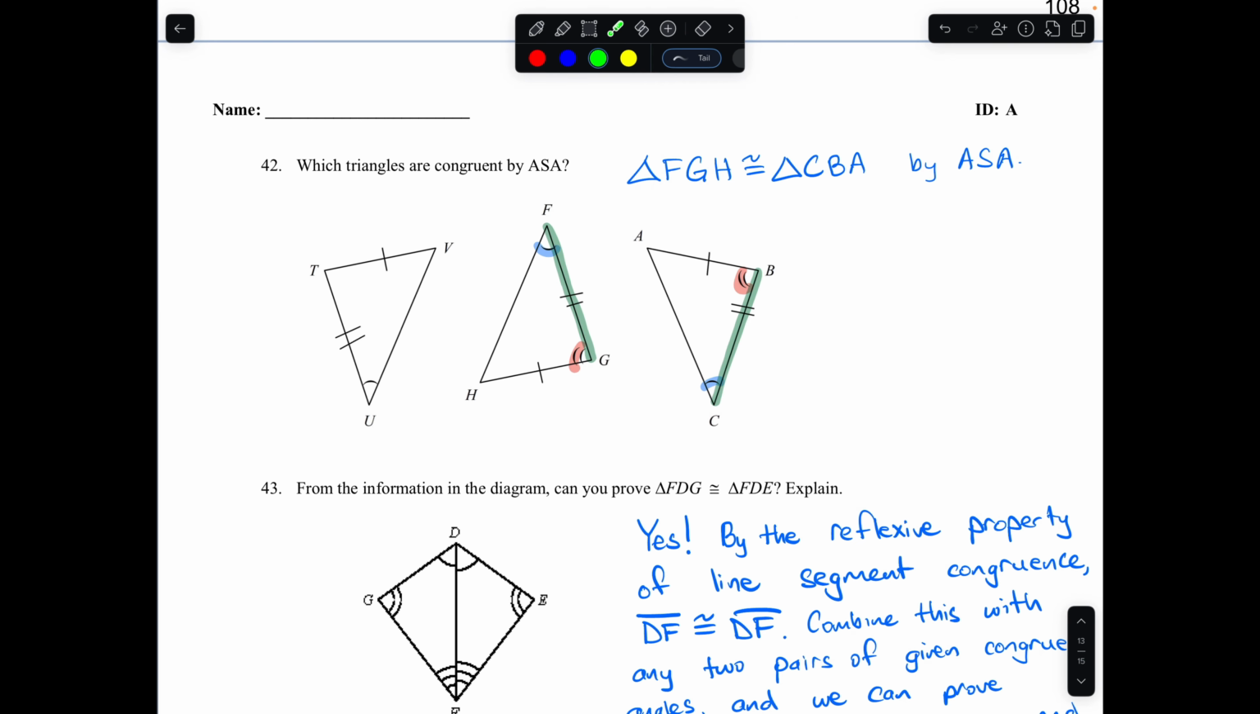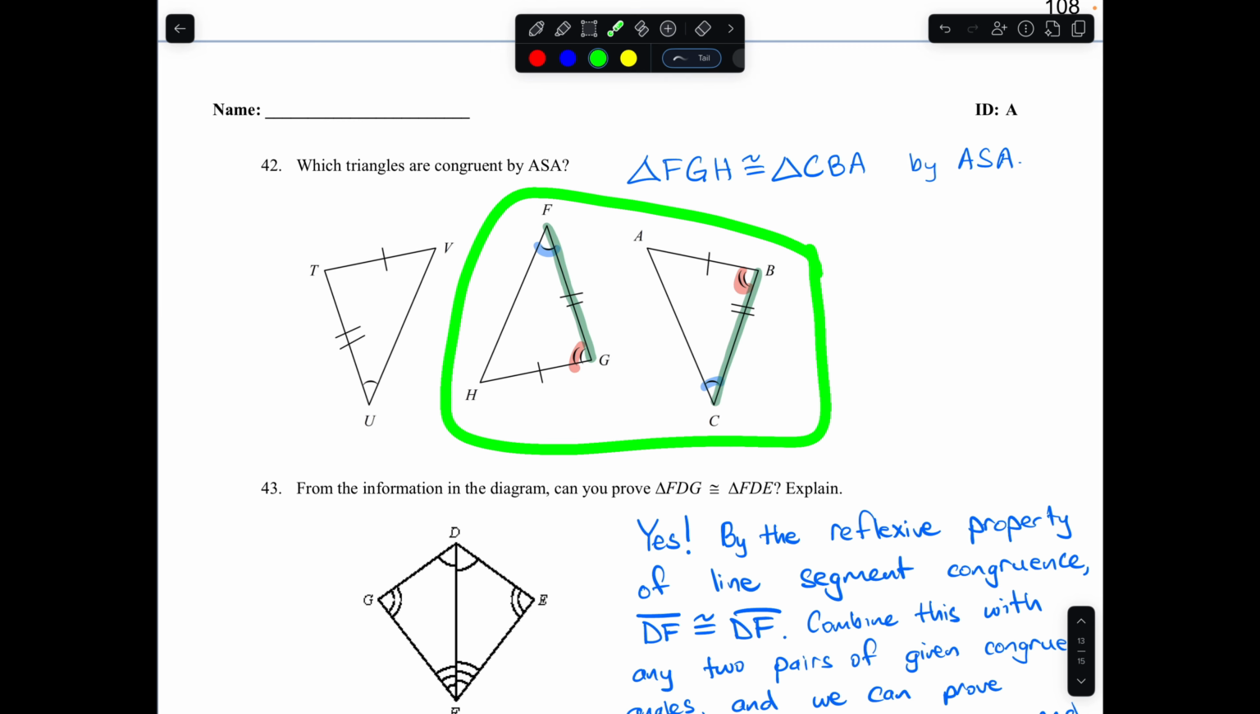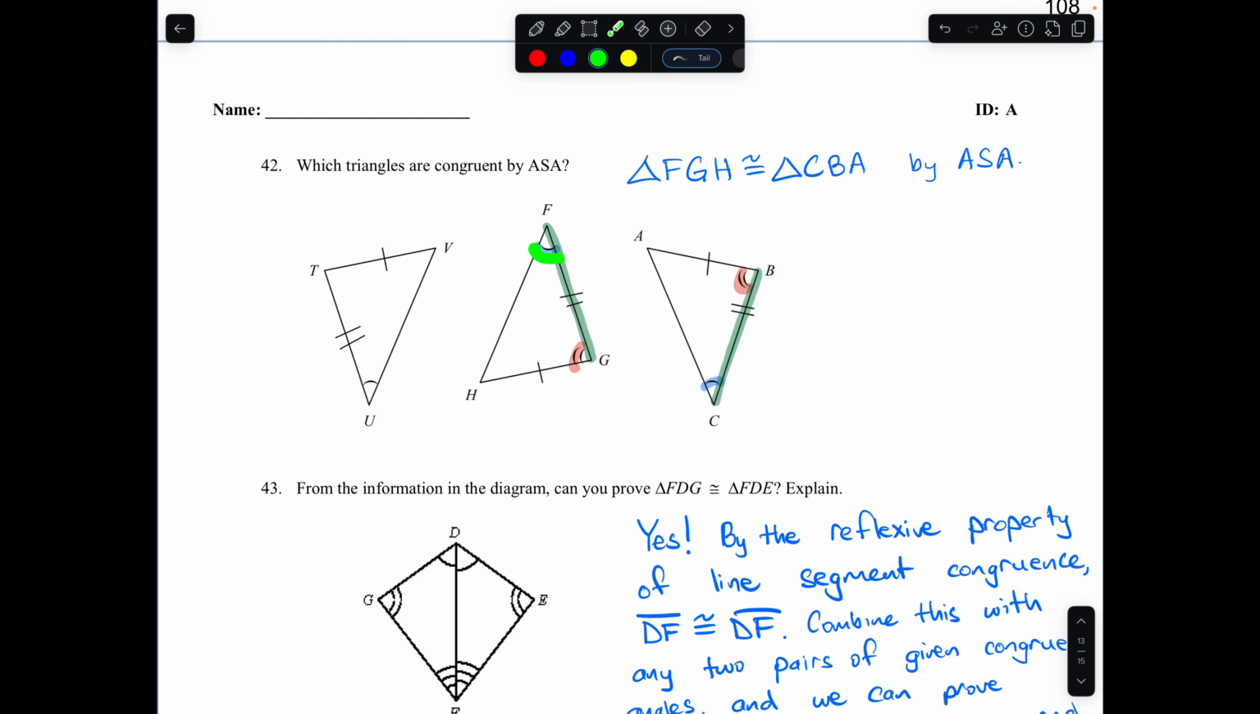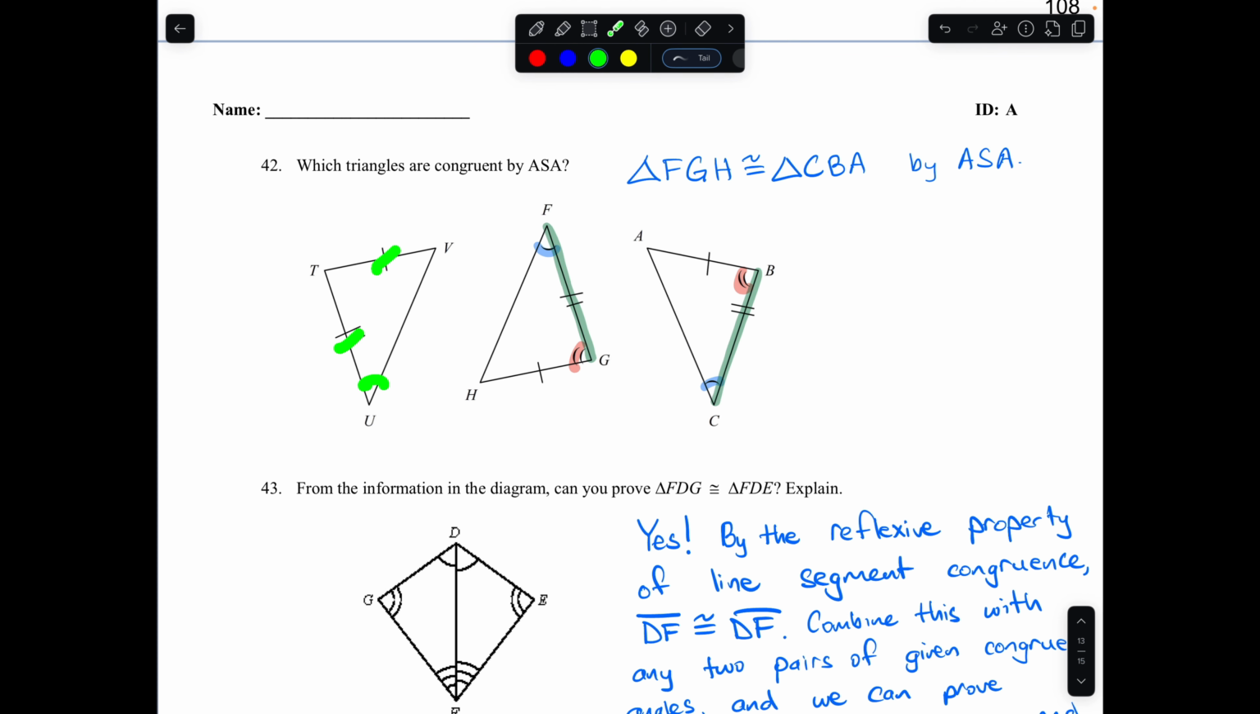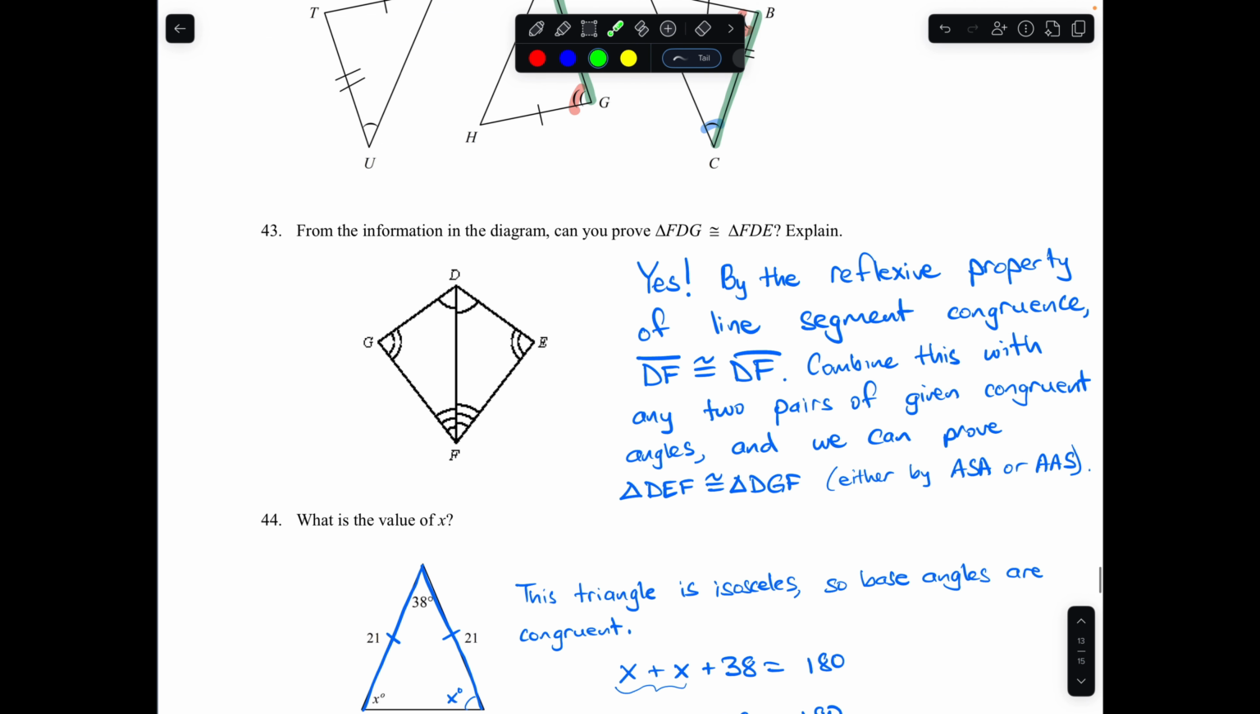Number 42, which triangles are congruent by angle, side, angle? It would be these two, because we have angle, side, angle. This one has angle, side, side, and that doesn't prove congruence.